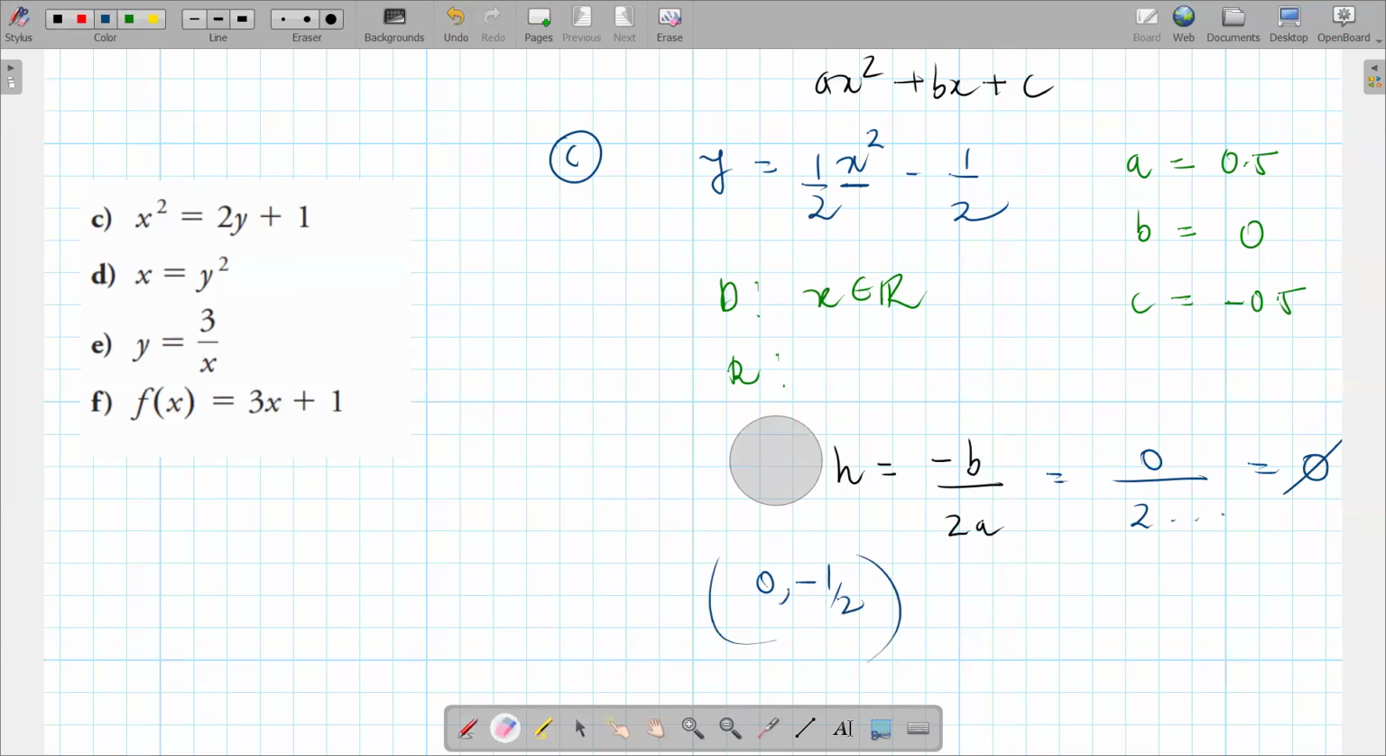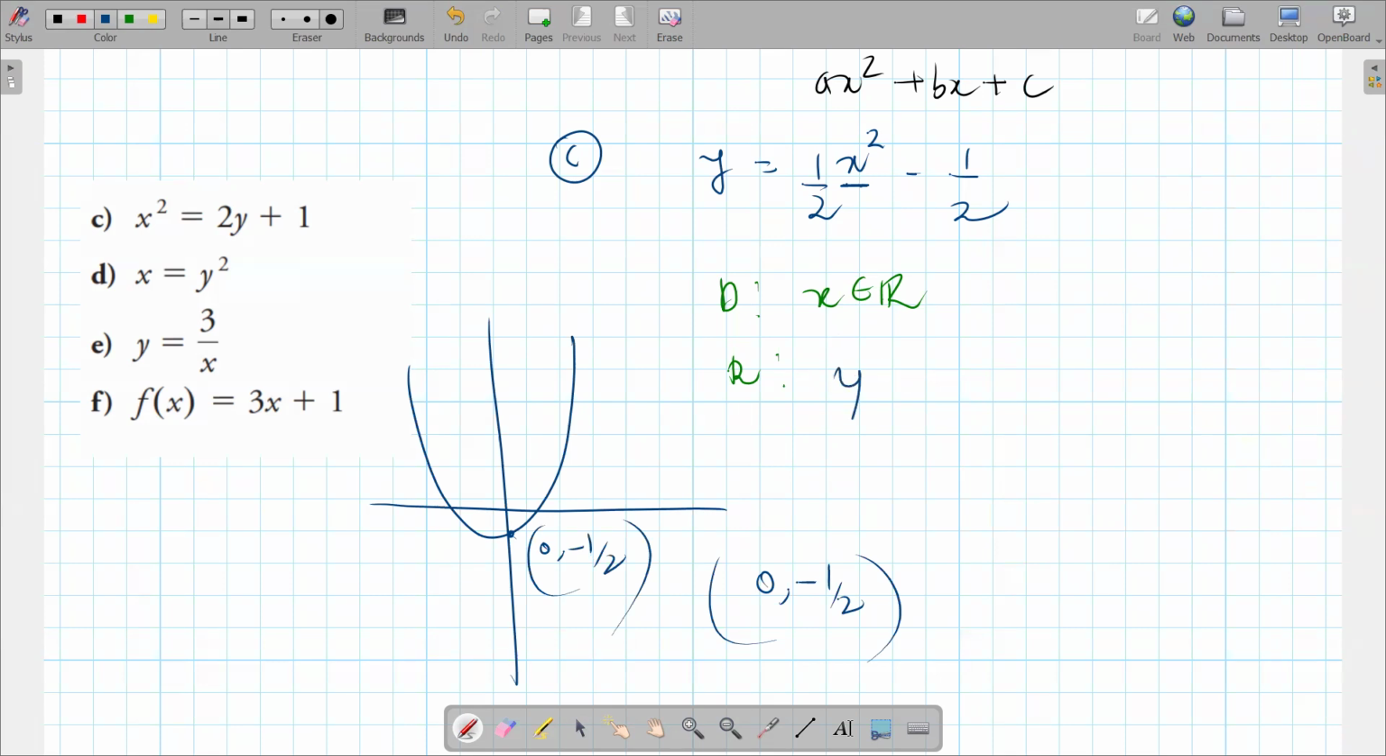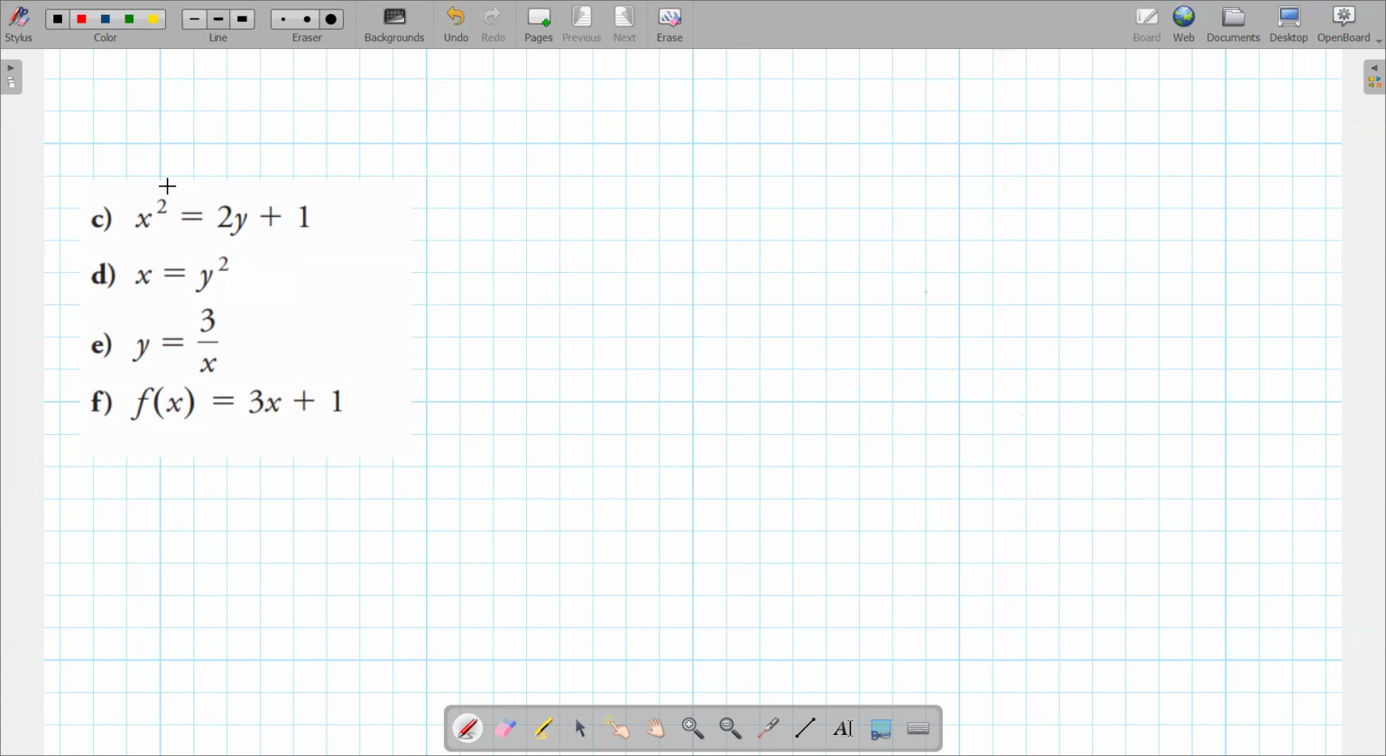So what's the range? Remember, it's opening upwards. So it looks kind of like this. And this point right here is 0, negative 1/2. It needs to be greater than negative 1/2. Can it be exactly equal to negative 1/2? Yes, because it's a quadratic. So negative 1/2. There we go. Not super difficult. You're going to have to find the vertex, and there's many ways to find the vertex of a quadratic. Let's look at D. Is D a function? x equals y squared. Is that a function?